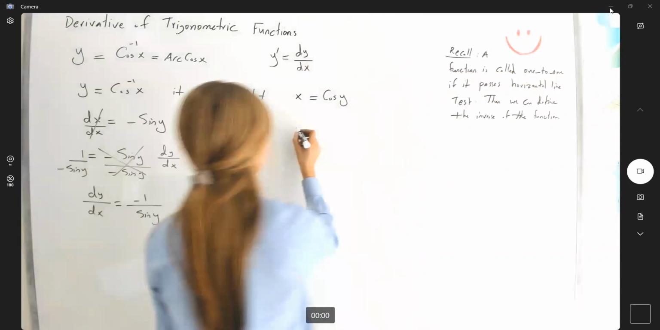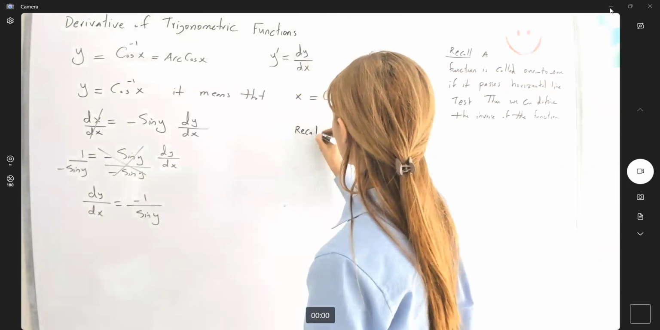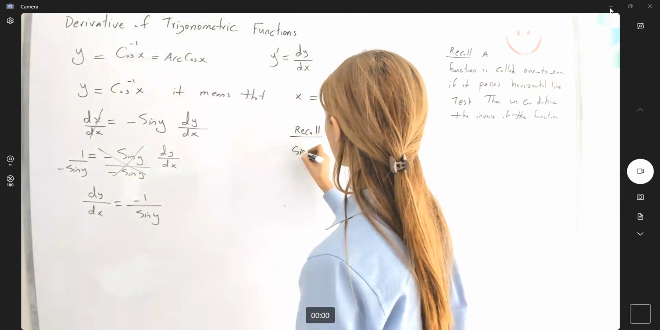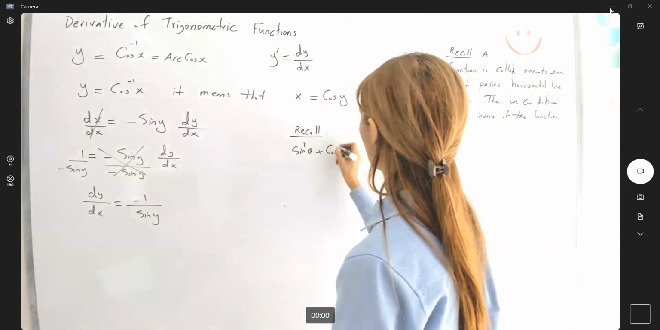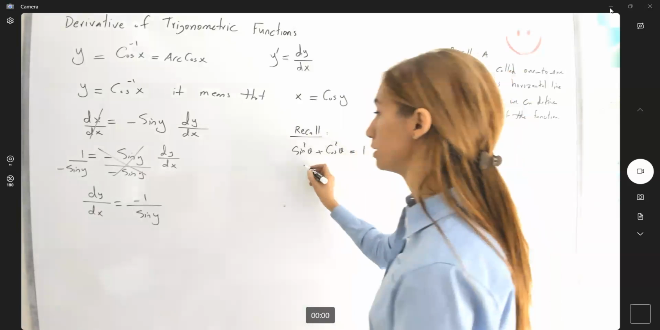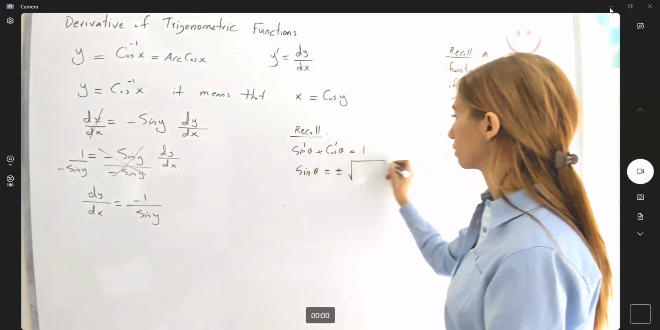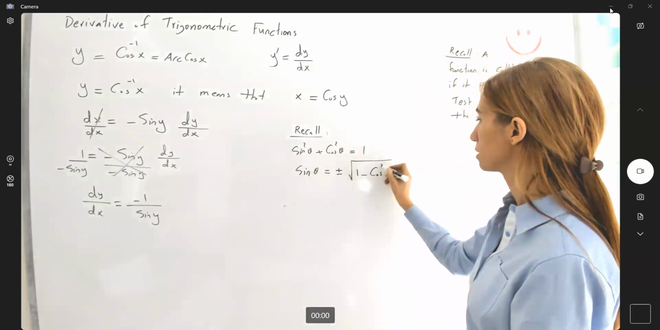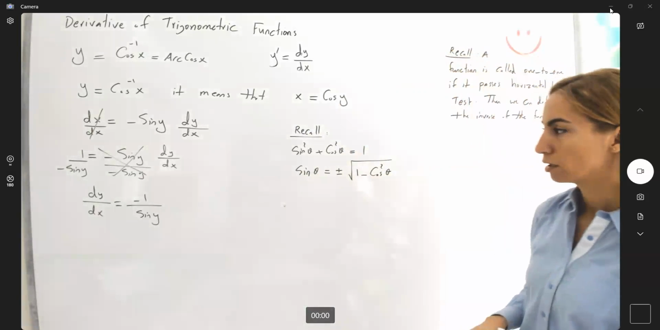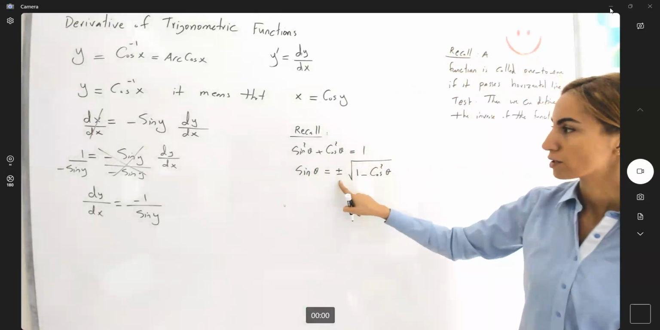But remember that sine squared of theta plus cosine squared of theta is equal to 1. So sine of theta is plus or minus the square root of 1 minus cosine squared of theta. We're not really worried about the negative sign here.